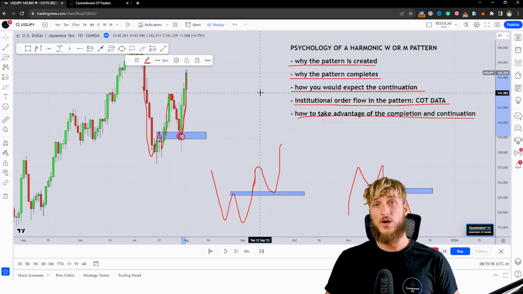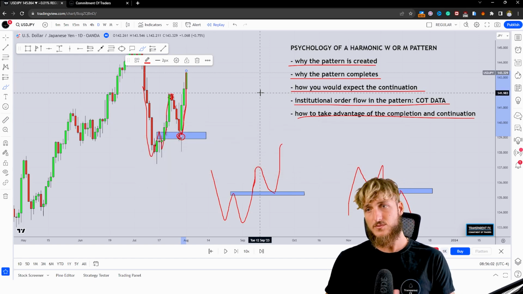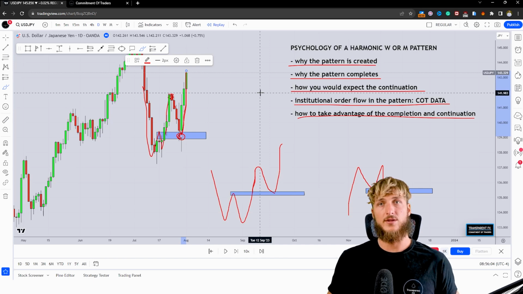And I hope that you enjoyed these quite interesting concepts on harmonic patterns and how to integrate them with institutional order flow to try to understand the psychology of them.